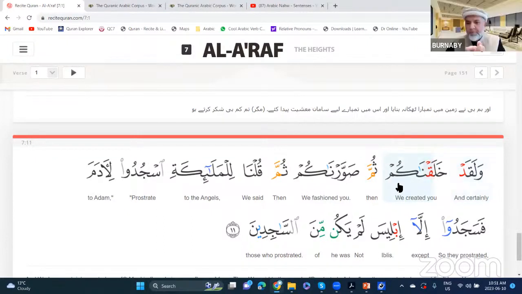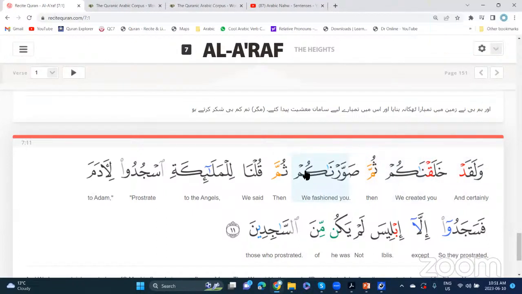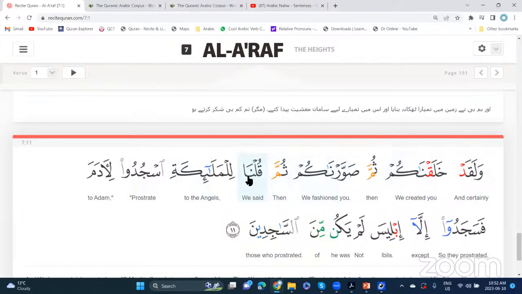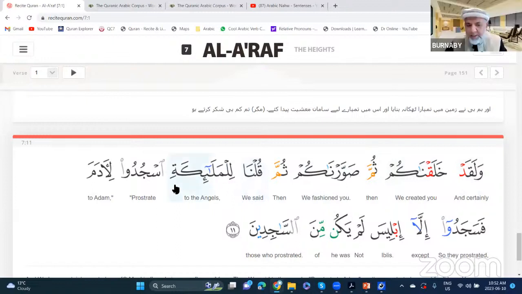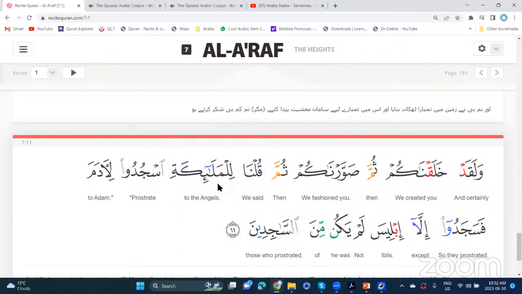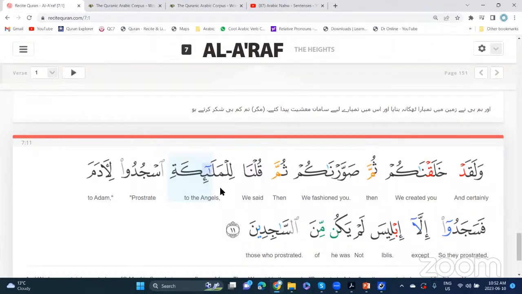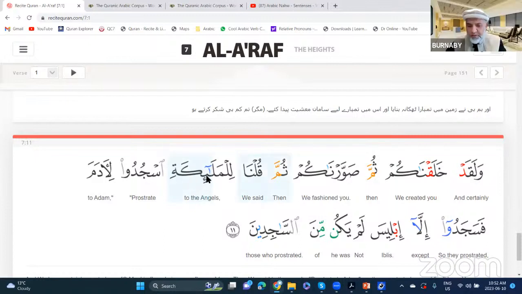Now, walaqad khalaqna kum, thumma sawwarna kum. You see that? I'm just trying to demonstrate how many times you're going to bump into these, pretty much in one ayah, many times. Is the na in kulna an attached pronoun? Okay, what is this lil malaikati? Is this jar majroor? There is no attached pronoun here, but I'm testing you that you should be able to recognize this lam jar and malaikati. Is it in the status of jar? Yes, jar majroor.